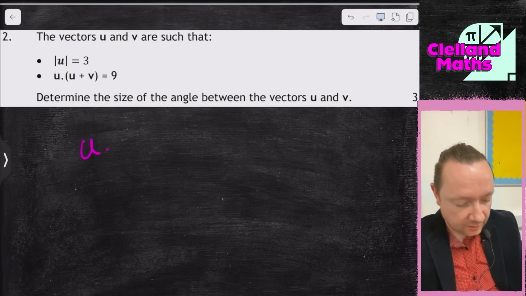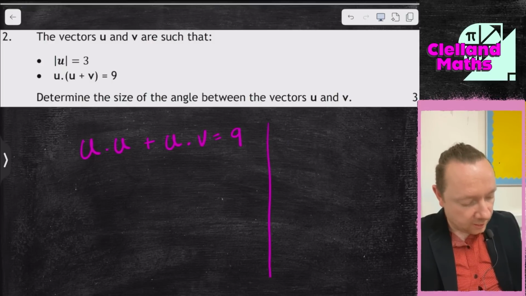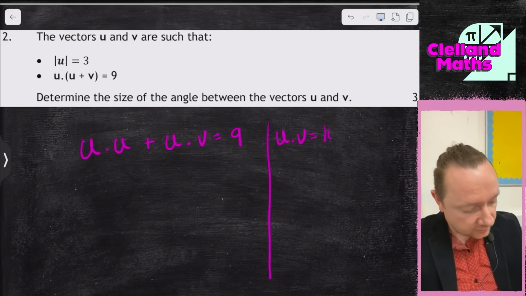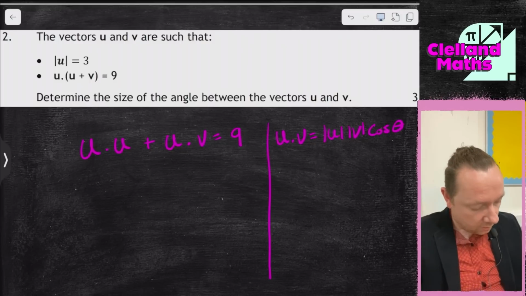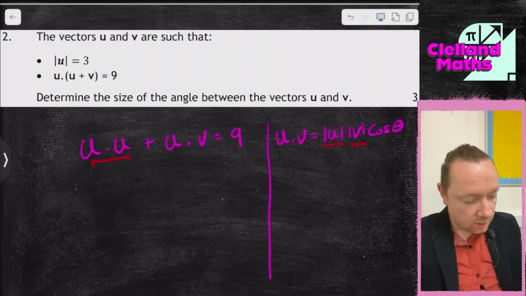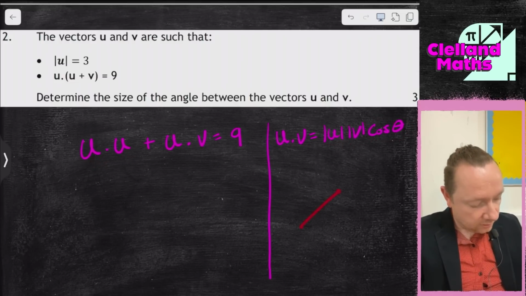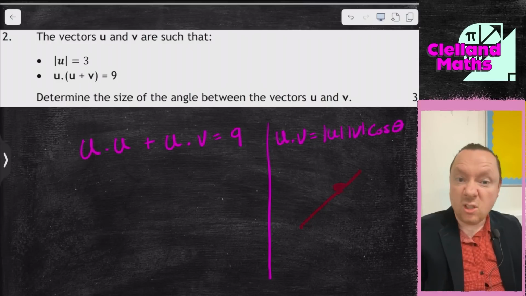If I expand this, I get u dot u plus u dot v equals 9. Now, looking at the start of the exam paper, just to remind us of something, it does say that u dot v is, well, you can multiply the components together and add, but it also says this. Now, if I've got u dot u, that means I've got the size of u times the size of u times the cos of the angle in between. But if you've got a vector with the same vector, there's no angle in between. It's just the cos of 0.